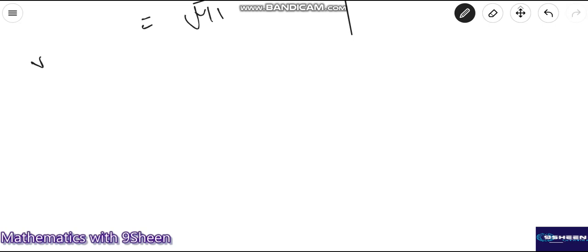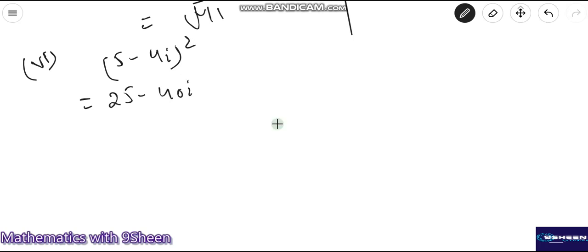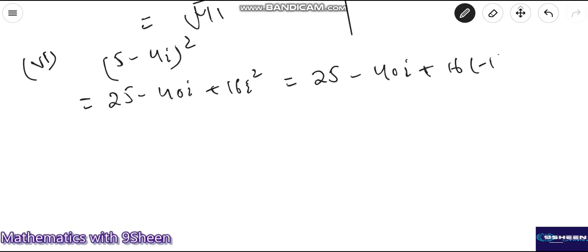Number 6 part, 5 minus 4 iota whole square. Open the formula of (a minus b) square: a square minus 2ab, 5 times 4 is 20, 2 times 20 is 40 iota, plus b square, 16 iota square. Okay, 25 minus 40 iota plus 16 iota square is equal to minus 1.